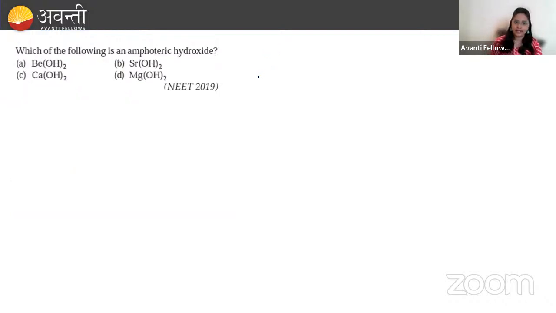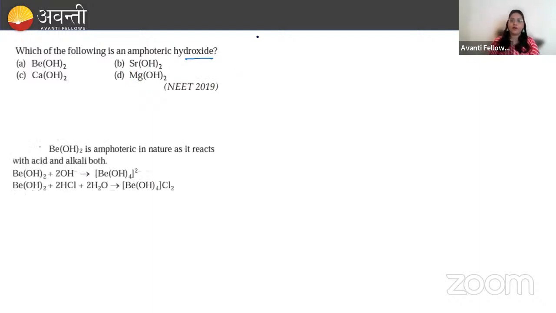Which of the following is an amphoteric oxide? Not oxide, hydroxide. Very easy. We have discussed this in this session. What will be the answer here? Okay, A is the answer. Beryllium has amphoteric oxide as well as amphoteric hydroxide. It is amphoteric in nature as it reacts with acid as well as alkali both. What is amphoteric? Which can react with acid as well as alkali is known as amphoteric. So it reacts with base this way and acid this way.